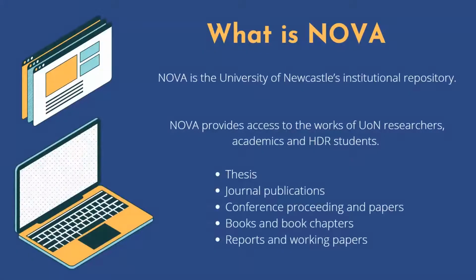Okay, so what is Nova? Nova is the University of Newcastle's institutional repository. It provides central storage, management and access to the research outputs of the university's staff and students, and helps promote our research by making it accessible, searchable and discoverable. Resources in Nova include theses, journal publications, conference proceedings and papers, books, book chapters and grey literature like reports and working papers. So there are over 38,000 resources in Nova, so it can be a great source for peer-reviewed literature.